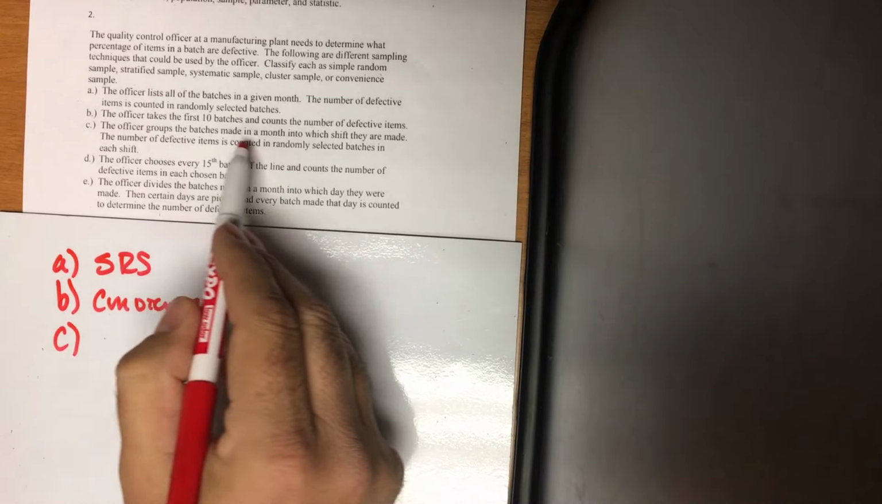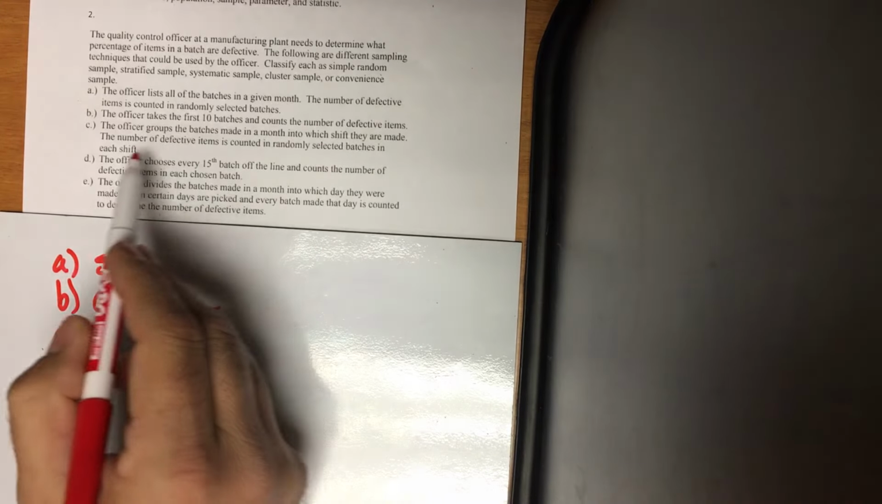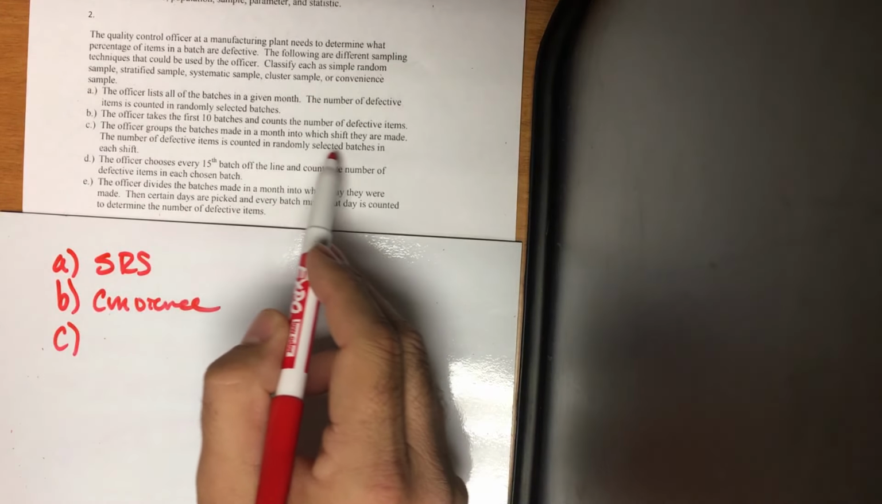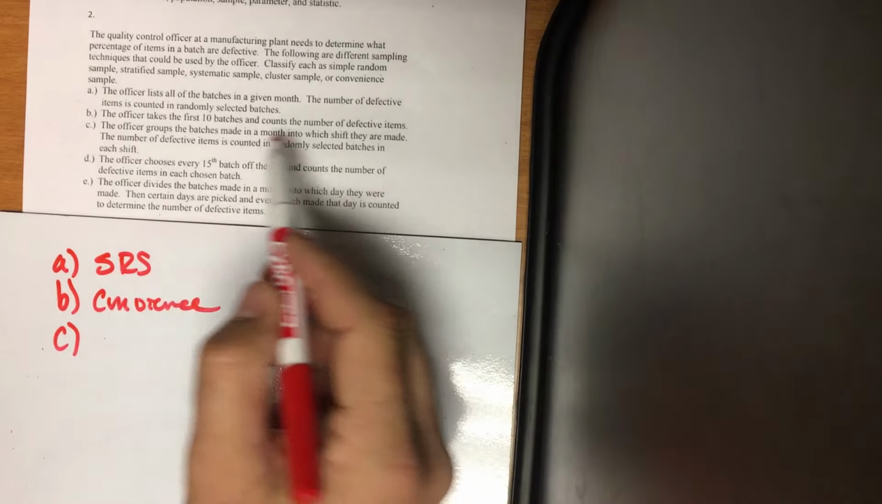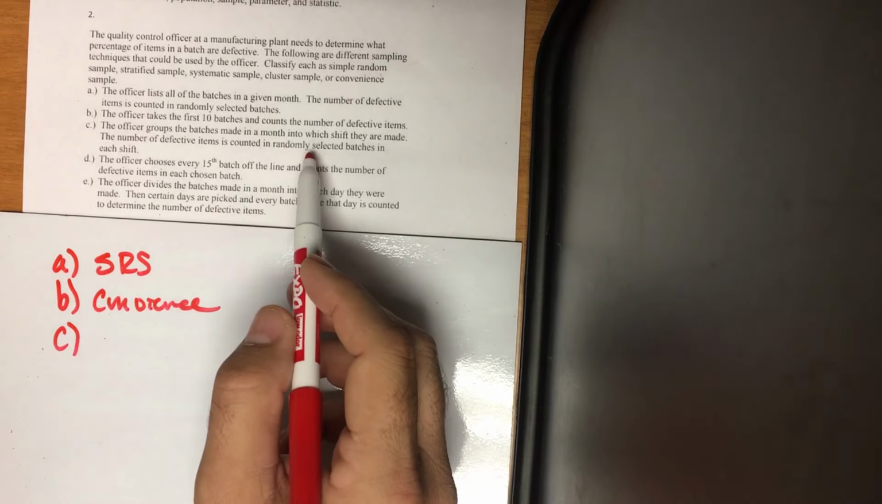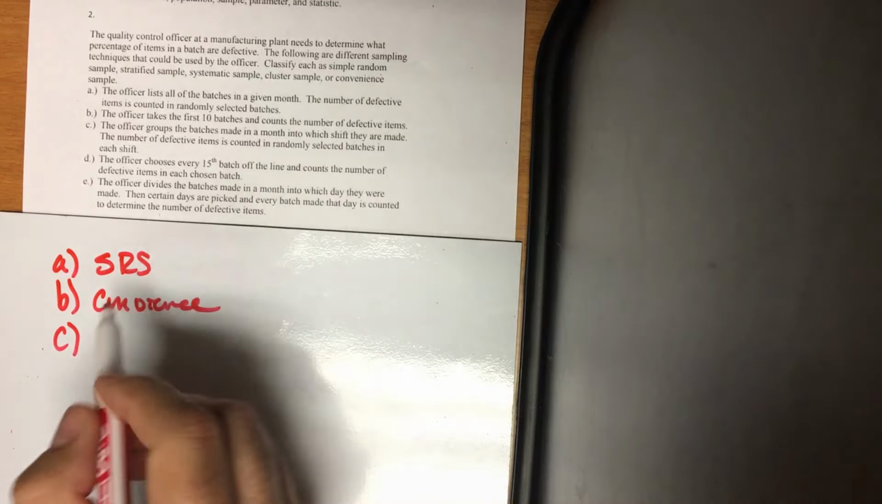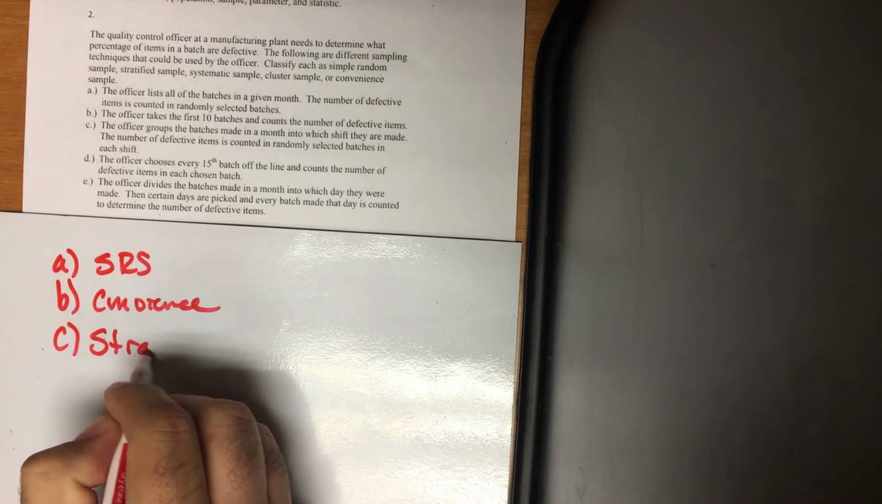The officer groups the batches made in a month into which shift they're made. The number of defective items is counted in randomly selected batches in each shift. So he's broken the population up into strata and then randomly selected from each strata. So therefore that's stratified.